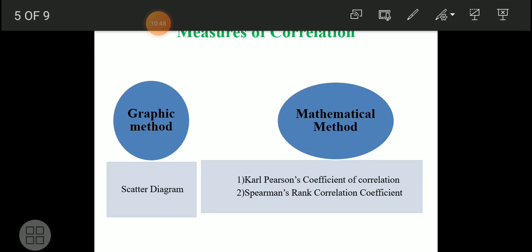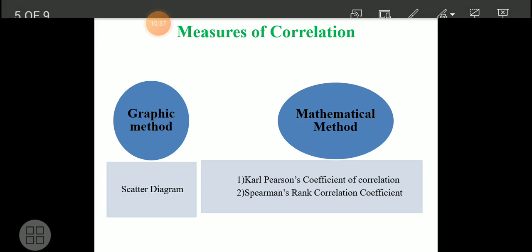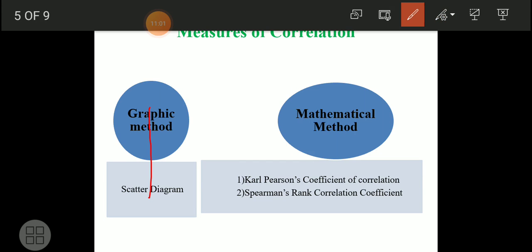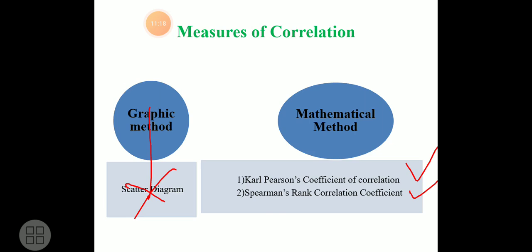Here are the measures of correlation. The degree of correlation we have to measure with the help of a graphic method, that is the scatter diagram, and mathematical methods, that is Karl Pearson's coefficient of correlation and Spearman's rank correlation. These are the methods which are used to measure the correlation between or among the variables.